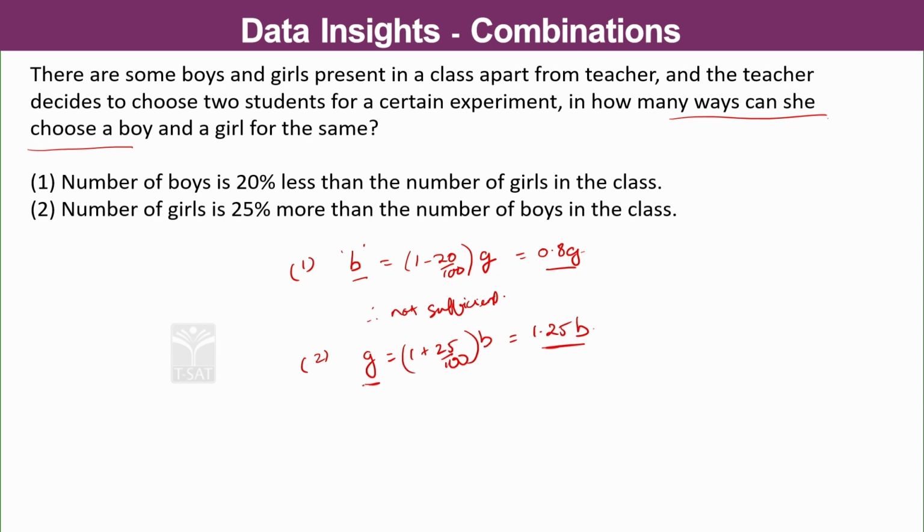Here again it's the same, you're getting an equation relating G and B, but they are not giving us any information for calculation of exact value of B and G. So that's also not sufficient.